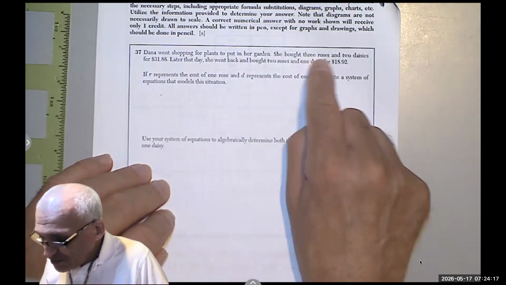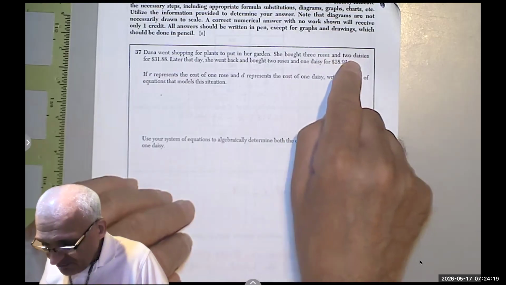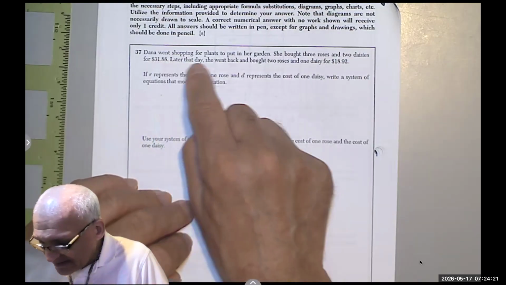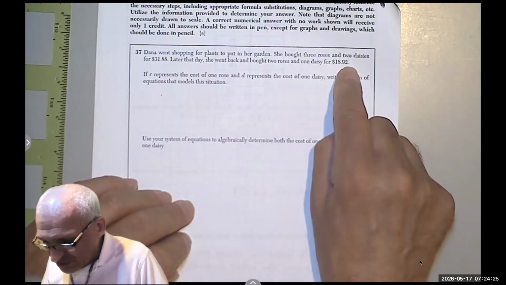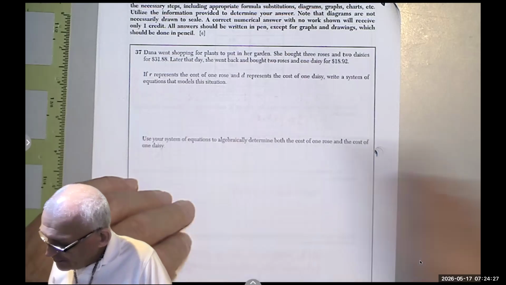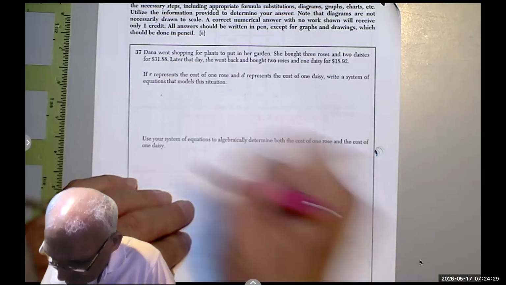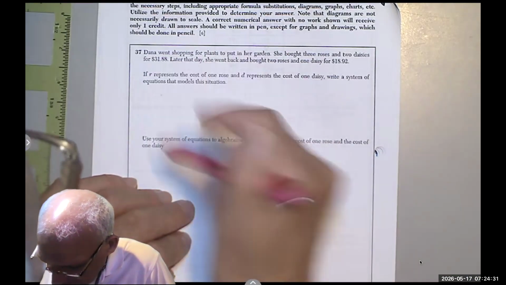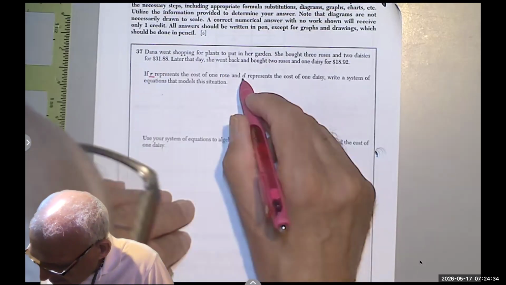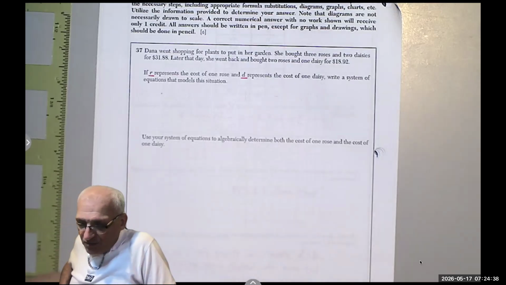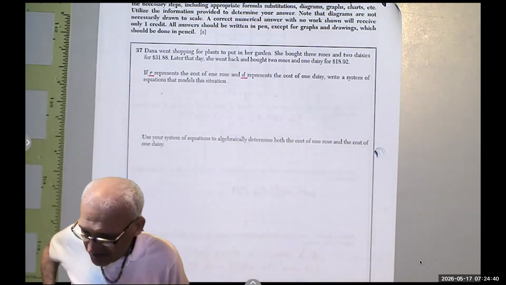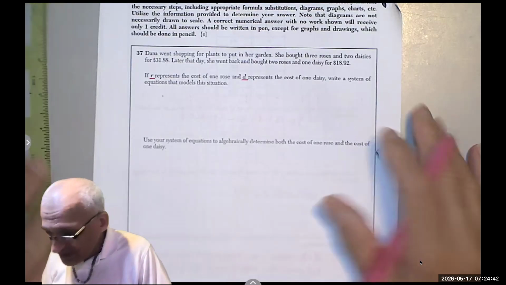She bought 3 roses and 2 daisies for $31.88. Later that day, she went back and bought 2 roses and 1 daisy for $18.92. If R represents the cost of roses, R for roses, and D represents the cost for 1 daisy, so D for daisies, write a system of equations that models this situation. That's a very simple thing.